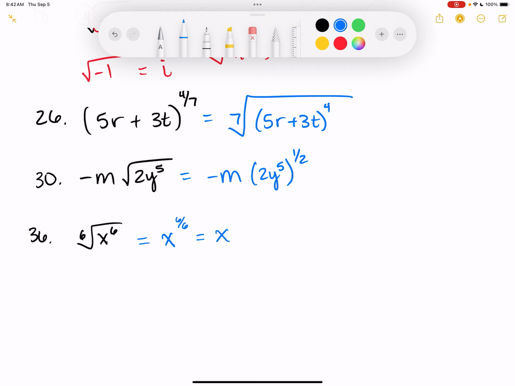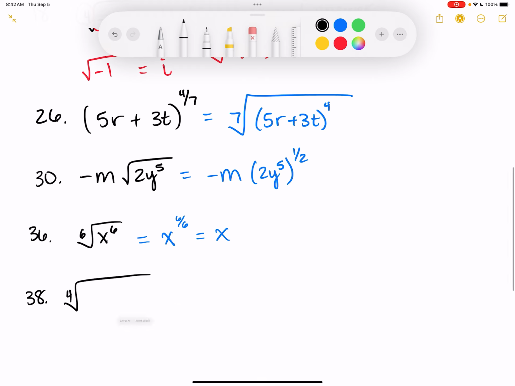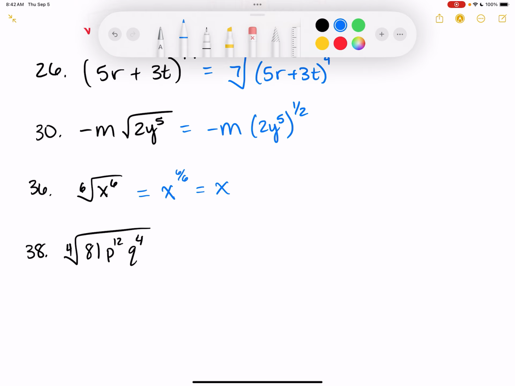38. So same thing, we're just simplifying. We have the 4th root of 81 p to the 12th q to the 4th. So we've kind of got a lot going on here. So I want to break this down as much as possible. And so the way I like to do this is anytime I have a number under the radical, and I know that I'm taking like the root of something, I try to rewrite that number in terms of something else raised to a power to see if it will cancel. If not, you can just do the little breakdown thing.